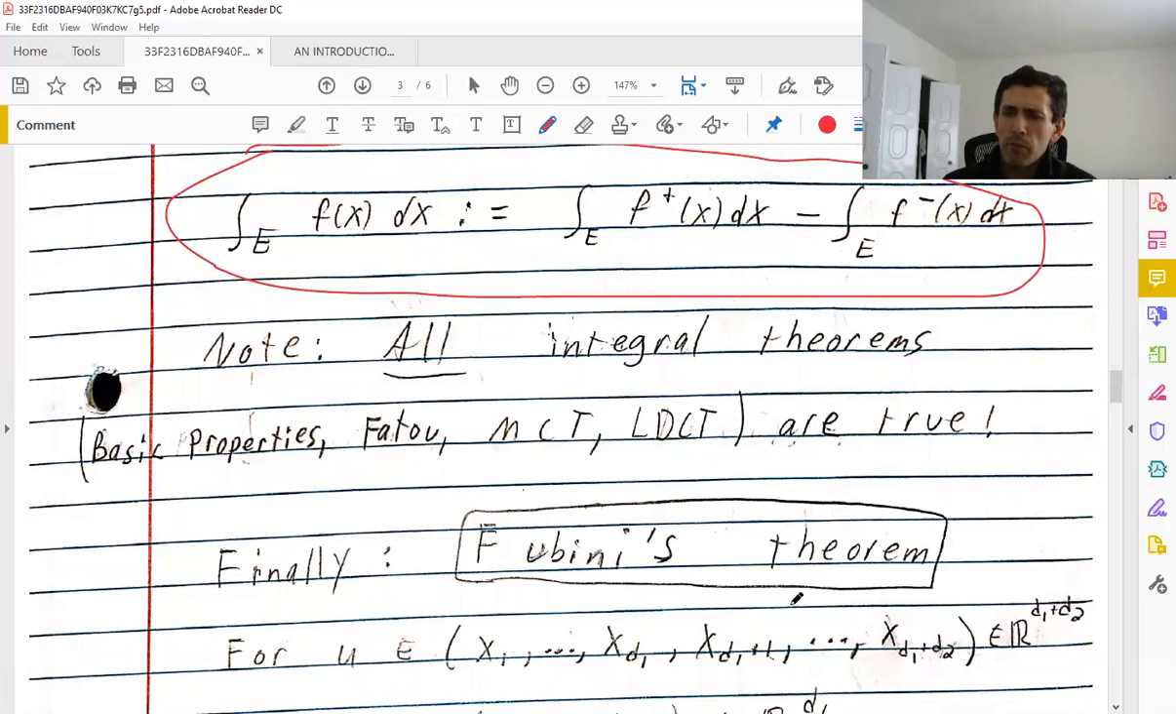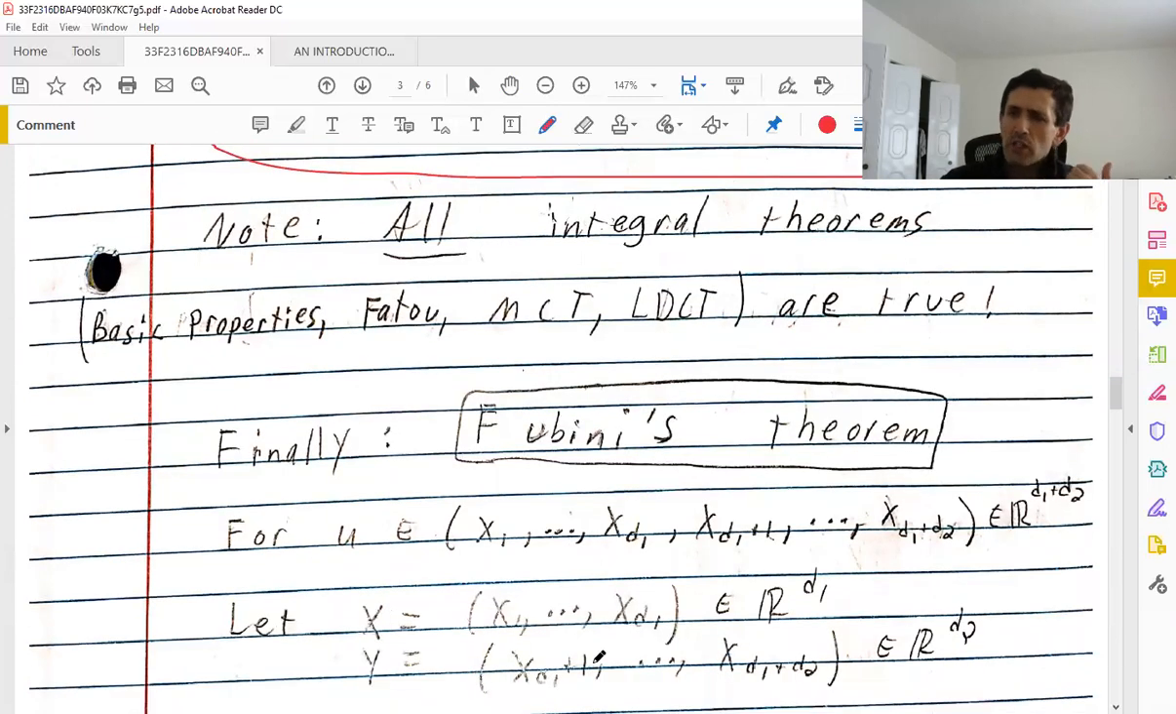So to describe Fubini's theorem, we need to write an element of R^(d1+d2), where d1 and d2 are positive integers, in the following way. So just write it as x1 through x_d1, through x_(d1+d2). We're going to use the notation x is x1 through x_d1, so x is in R^d1.